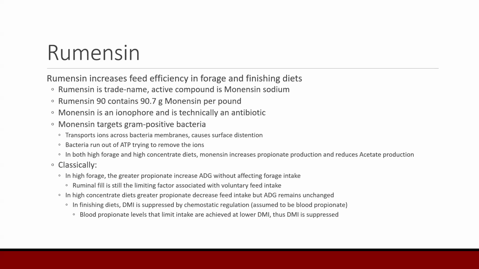So it improves feed efficiency. Classically, in high roughage diets, the greater propionate will increase average daily gain, but it will not change dry matter intake. Can anyone explain why that would be? We'll talk more about this tomorrow. In a high forage diet, propionate will increase when feeding monensin. Average daily gain will increase, but dry matter intake will stay unchanged. Can anybody guess why?